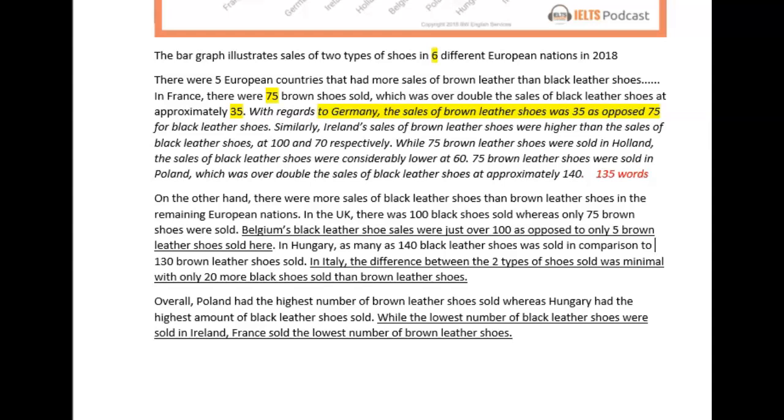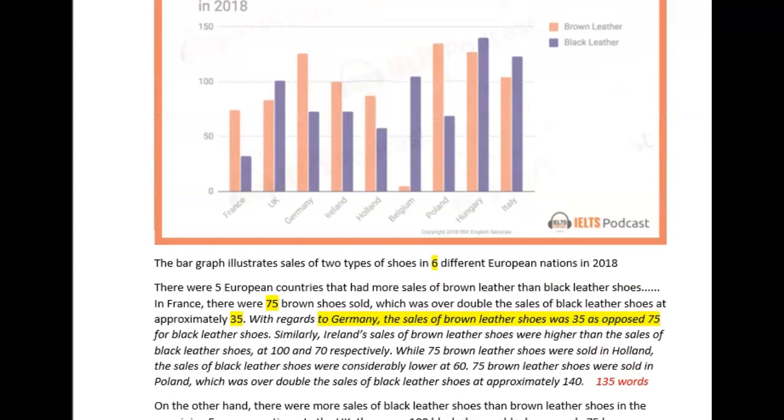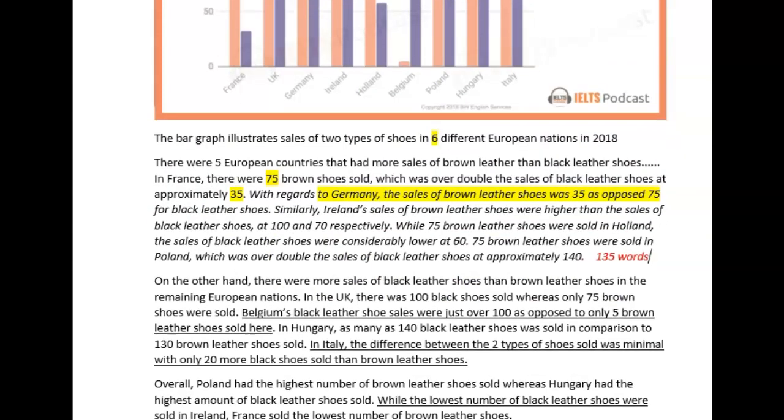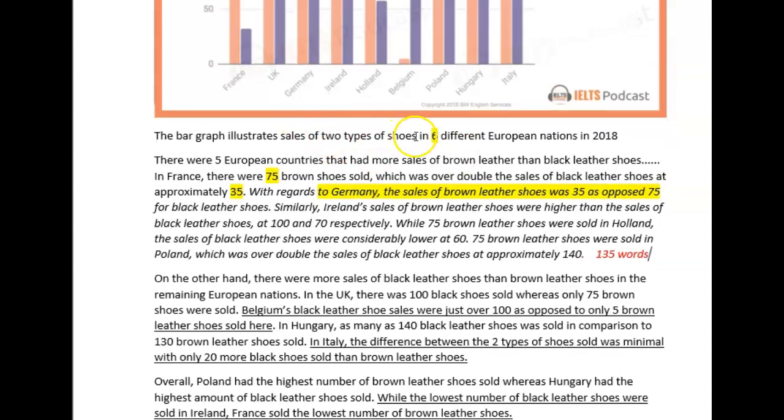Your word count's too long. Here you're on 135. Okay, so you're really picking out the highlights for me. You don't need to give me all the information, it's too boring. You want to just tell me what is unusual, what is different, and what the overall trends are. Be very careful. Here there's 9 different countries, not 6. So that is a mistake, and you would be marked down for that.